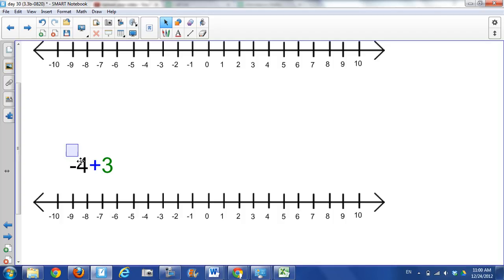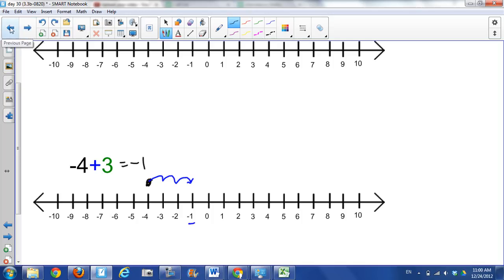Here, this is the starting number, -4. So instead of starting at 4, we start at -4, and we add 3. Adding means move to the right. 1, 2, 3. And where do we end up? We end up at -1. No big deal there, right?